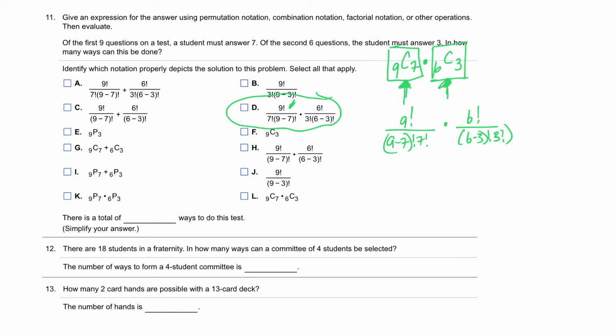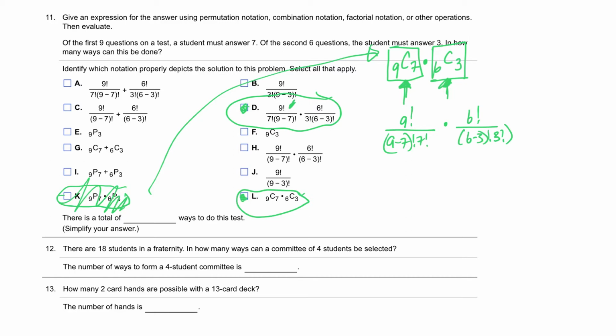Oh, and it says select all that apply. Oh, here's another one that would apply. That's exactly what I have up there. 9 choose 7. Oh, no, that's pick. No, not that one. Oh, here it is right there. 9 choose 7 times 6 choose 3. Yeah, that's it there. Okay, and I don't think there's any other ones that would apply. So it's just those two, D and L.